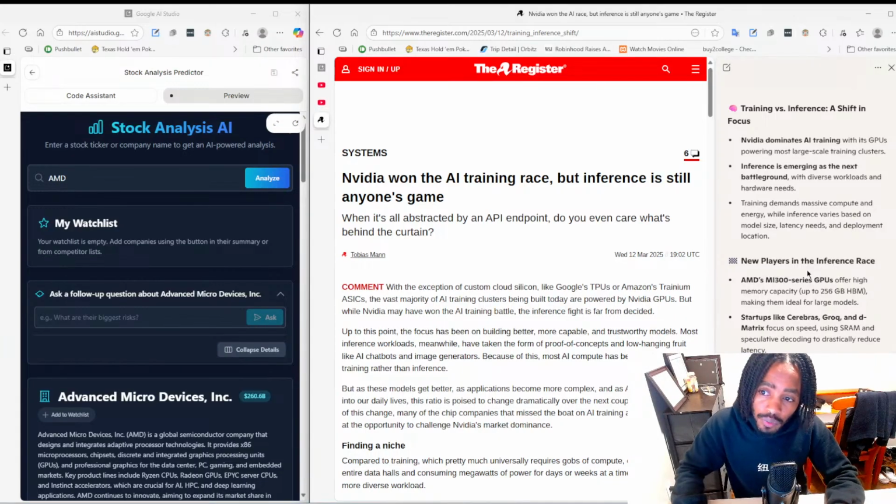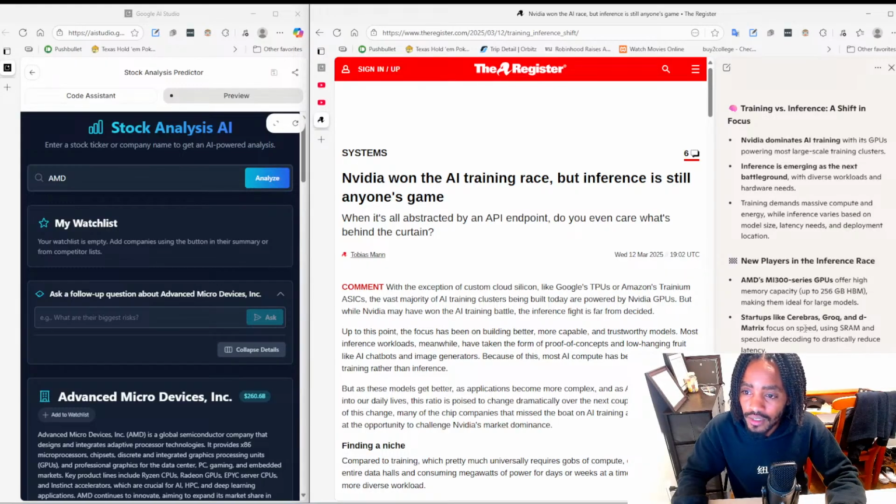Now, new players in the inference race. So AMD has the MI300. Obviously, they also have the MI400, which is going to be one of the big competitions. GPUs that they're coming out with, and that GPU is supposed to be way better than what NVIDIA has currently. So the AMD MI300 series GPU offers a high memory capacity of up to 256 gigabytes, making them ideal for large models.